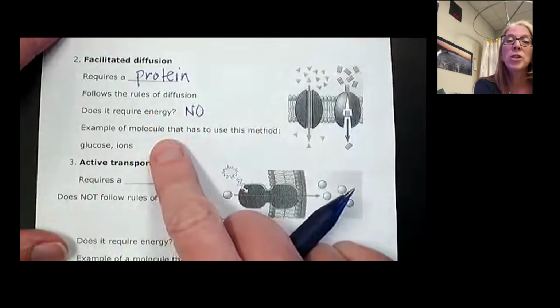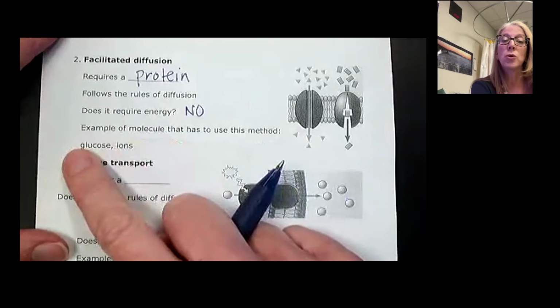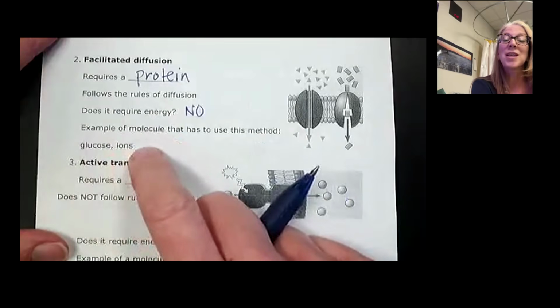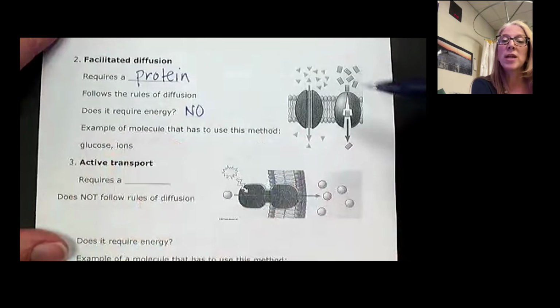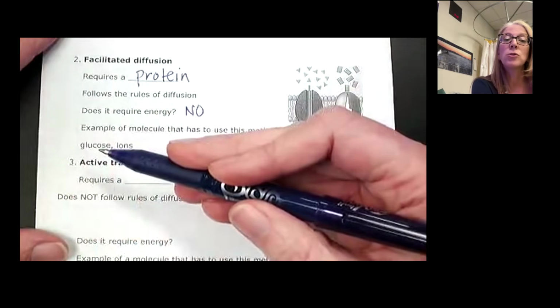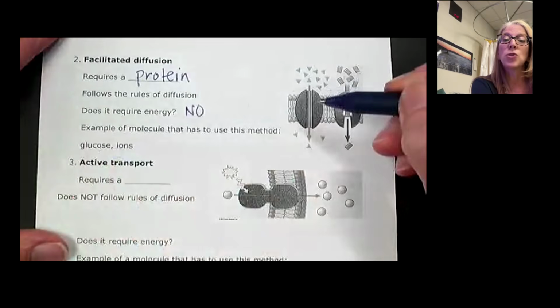The types of molecules that have to use something like this are larger molecules like glucose, as well as ions, meaning something that is charged. The reason for that is because in the case of glucose, it's too big to fit in between the phospholipids. The only way it's going to get through is to go through something that we call a channel.